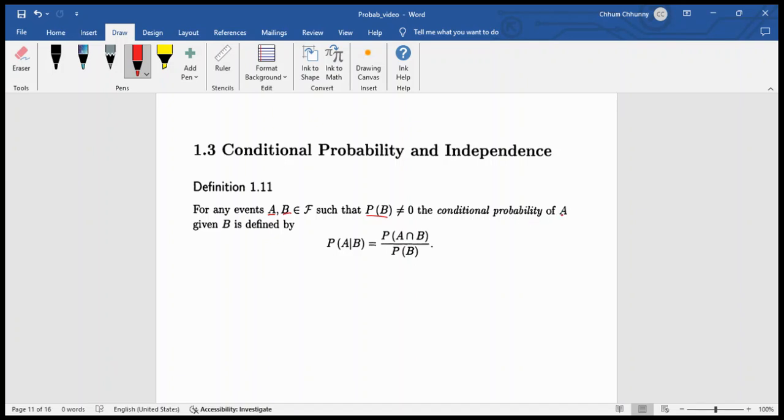The conditional probability of the event A given event B is defined by, this is the notation of the probability of A given B, equal to the probability of the intersection of A and B divided by the probability of the event B. From this identity, we can also derive that P of A intersect B is equal to P of B multiplied with P of A given B. And we will use this form to connect with the independence of two events of a sigma algebra in the next definition. So let's go to the next definition.